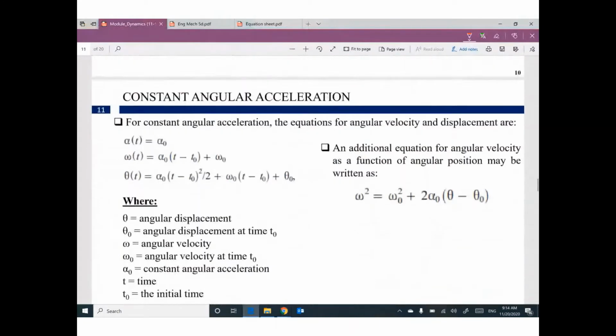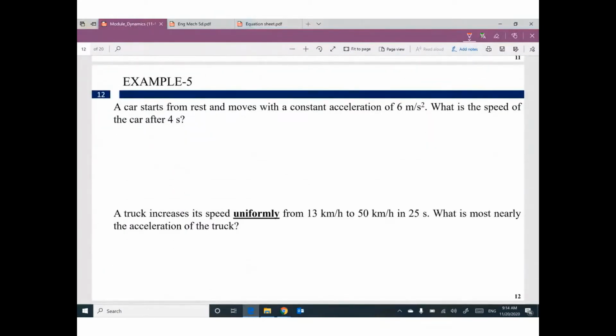Let's start to do one example. We have example number 5. A car starts from rest and moves with a constant acceleration. Wait a moment. The problem gives you an indication that we are talking about constant acceleration. And the constant acceleration is given by 6. So A naught equals 6 meters per second squared, constant acceleration.